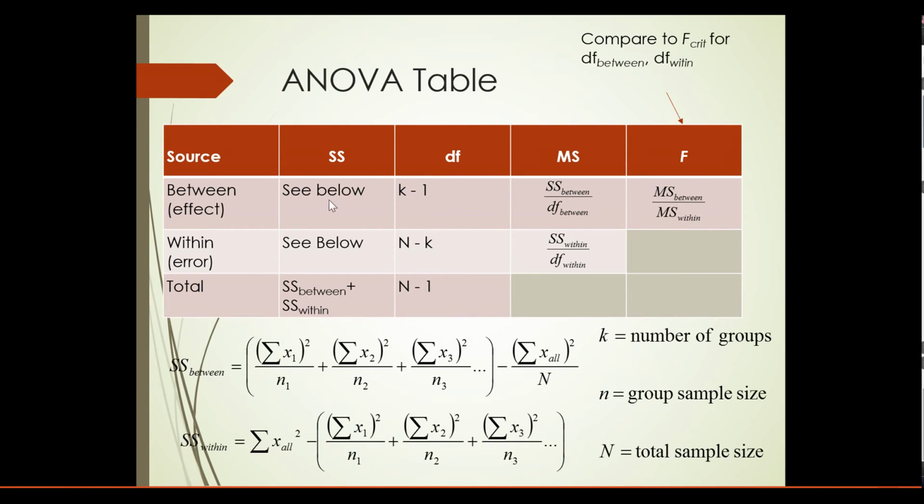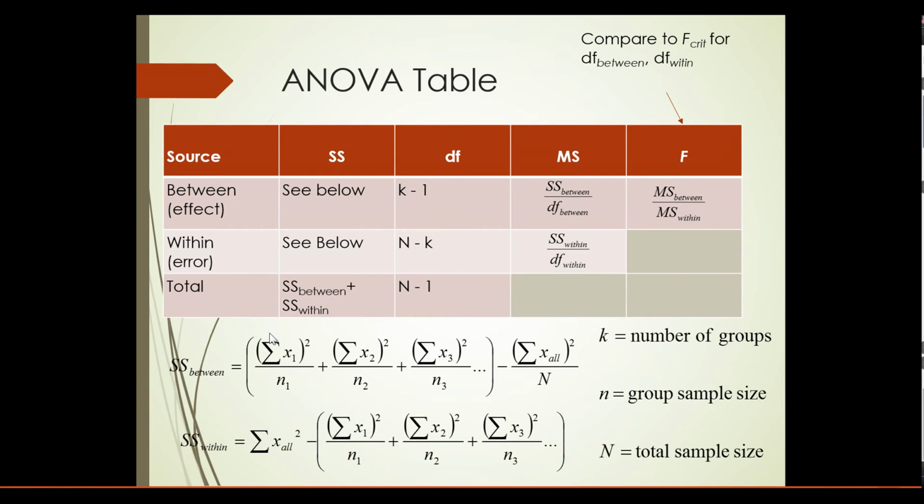So for between, this is where things get a little murky, but we would want to compute the sum of squares between. Now this formula here is a computational formula, so it'll be easier to follow than the conceptual formula in terms of hand calculations. So I've skipped the conceptual formula here, and we're just going to work directly with the computational formula.